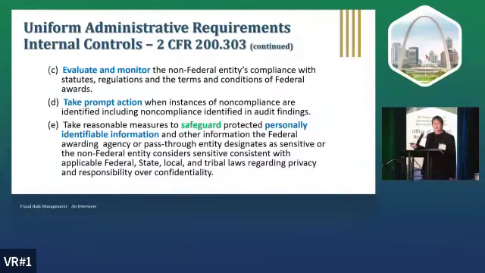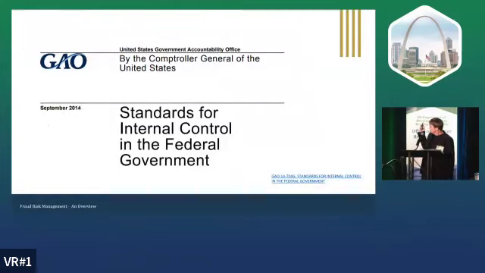You're supposed to monitor and evaluate your results, not only of you, but if you have subrecipients, you are supposed to evaluate and monitor them too. If you find non-compliance, you are required via 2 CFR 200 to take prompt action. All right. And you have to protect PII, which is personally identifiable information. There is the standards for internal control for the federal government. The live link is on that page in the presentation. It is also called the Green Book.